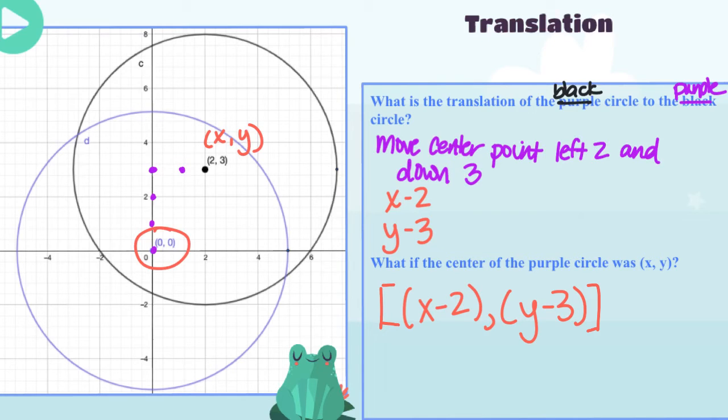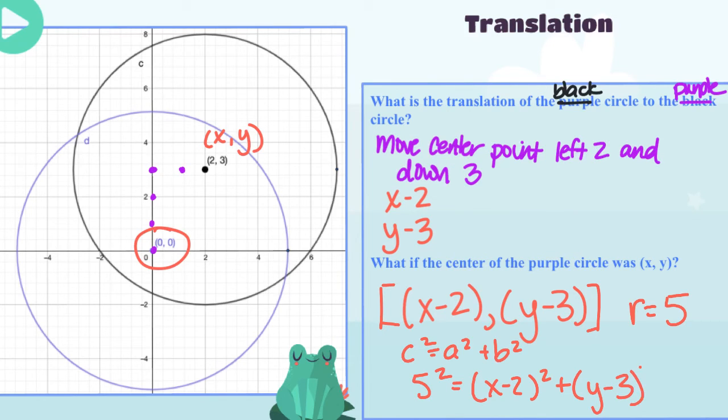Let's also keep in mind that the radius of each one of these circles is 5. Now, if we wanted to locate any point on this circle, we could use the Pythagorean theorem as we did before. C squared equals A squared plus B squared. In this case, C squared would be our radius 5. A would be x minus 2. And B would be y minus 3.